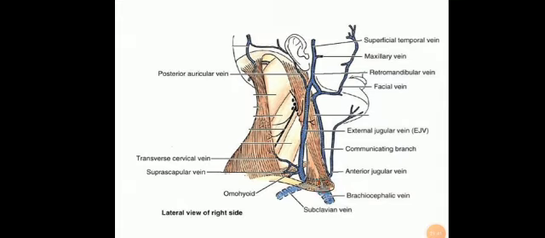So, what are the tributaries of the external jugular vein? Tributaries mean veins that terminate into this vein. Now, we say the artery has branches while the vein has tributaries.